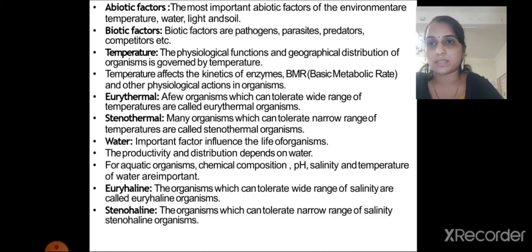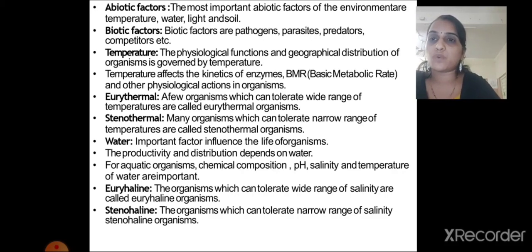eurythermal living organisms. The stenothermal kind of organisms are many organisms which can tolerate only a narrow range of temperature. That means they cannot tolerate extreme hot and cold climatic conditions. Such organisms survive in the average range of temperature, neither high nor low. Such organisms are called stenothermal. Eurythermal can tolerate extreme temperatures and stenothermal can only survive in average temperature.